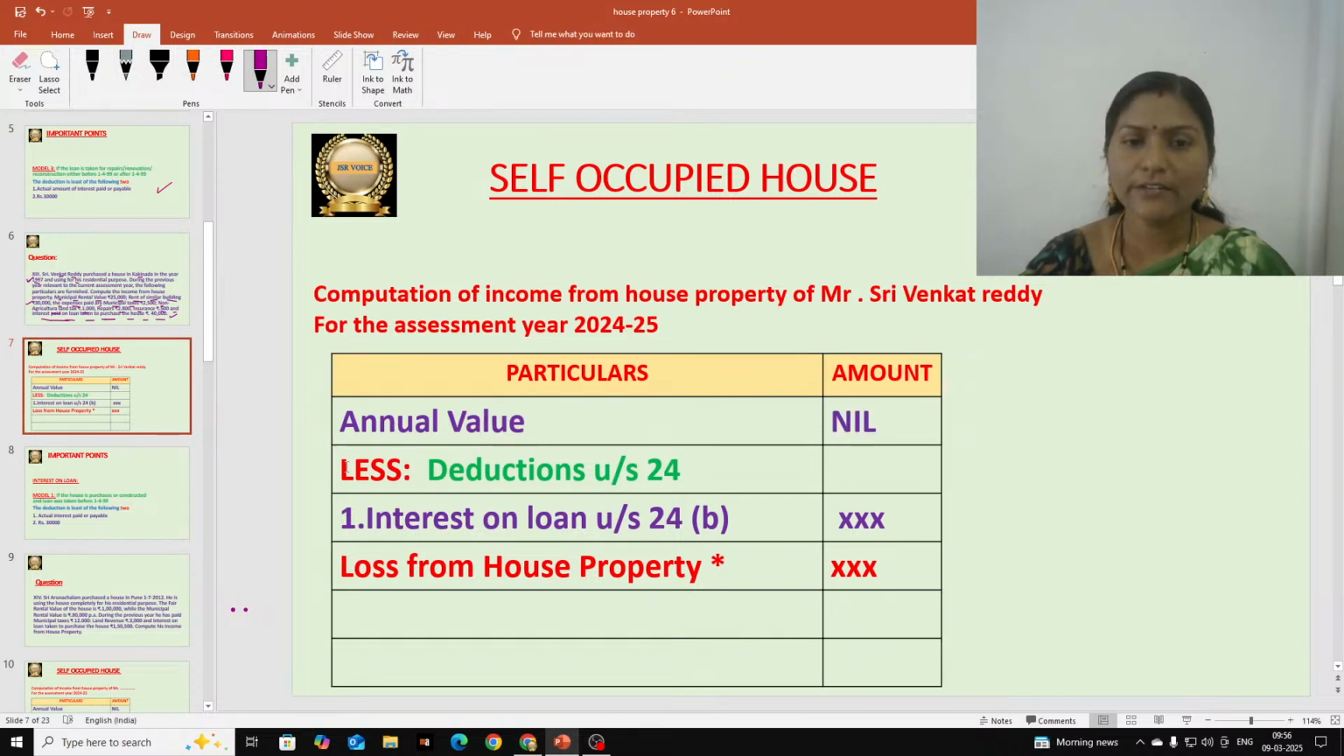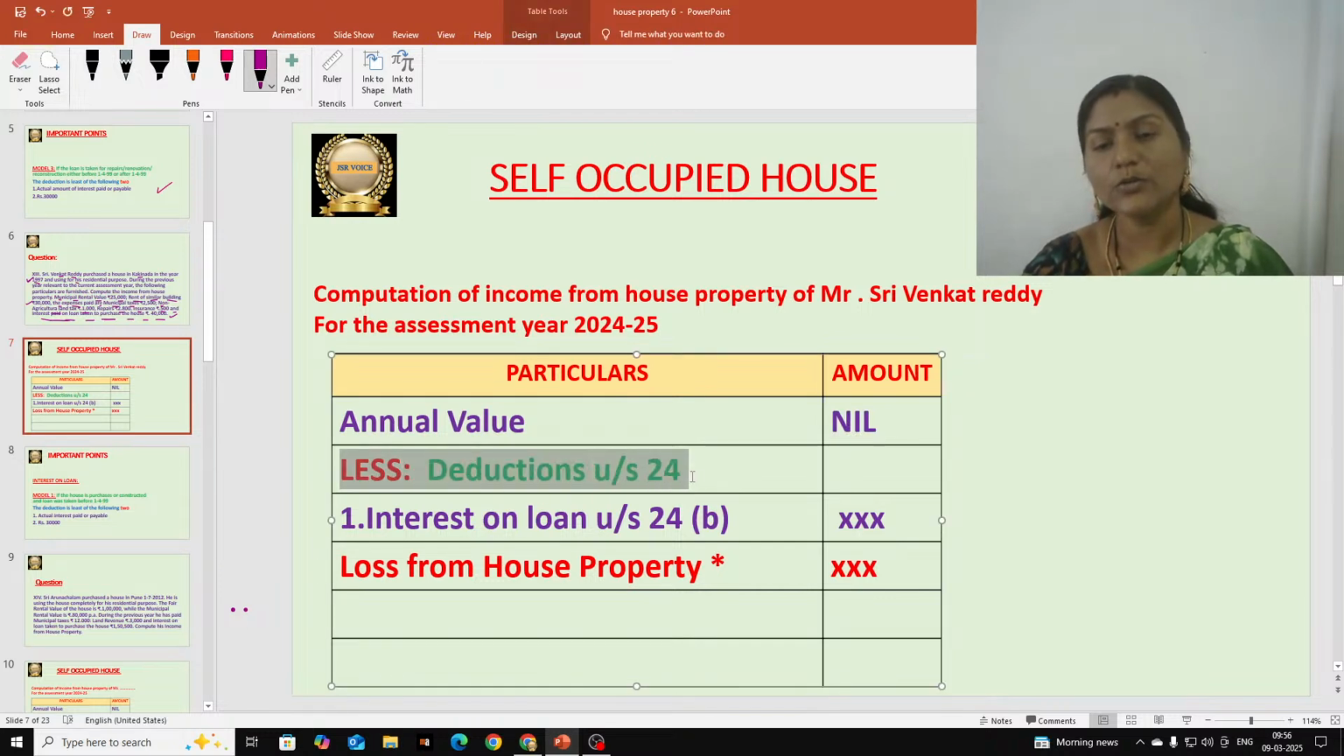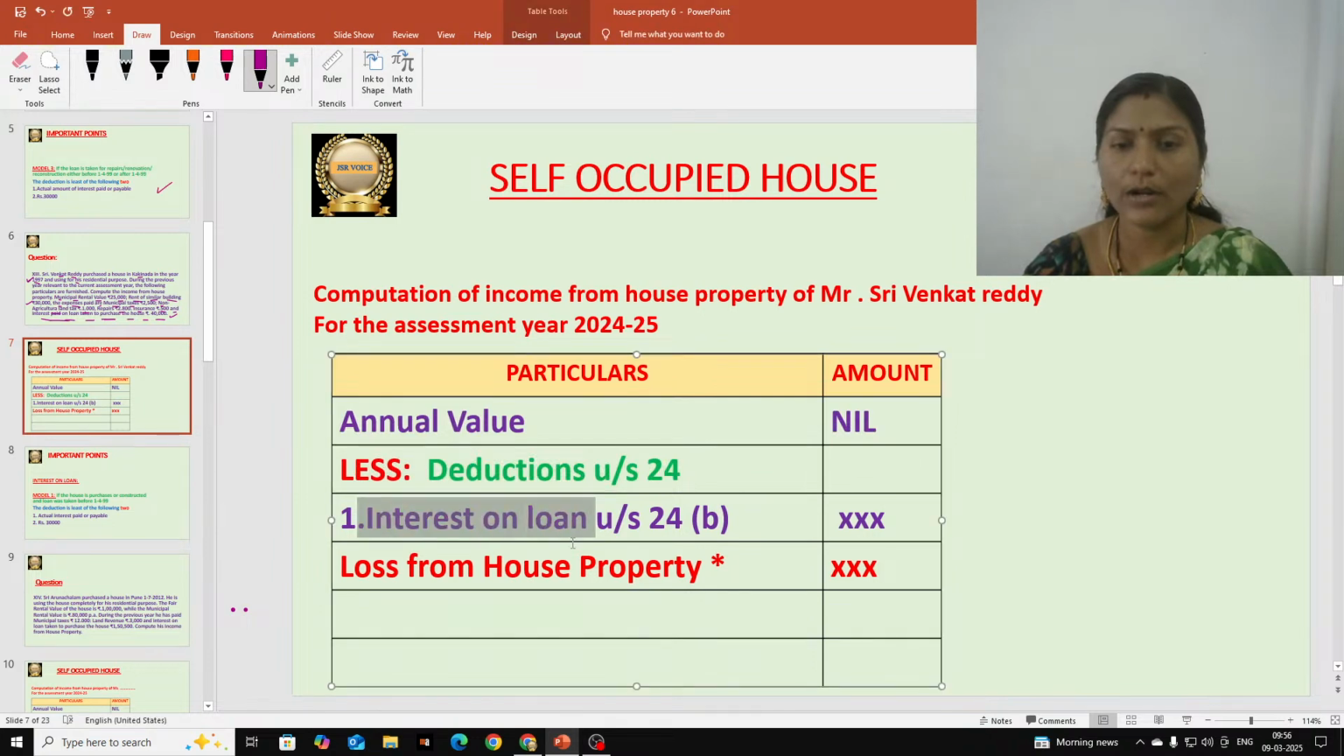And next we should give deductions. Less: deductions under section 24. In case of a let-out house we have two deductions, but in case of a self-occupied house only one deduction, that is interest on loan under section 24(b). This is the only deduction that we have. In a let-out house we used to take the amount and record it in the place of interest on loan, but here we should not apply it like that. What we should do is select any one model.